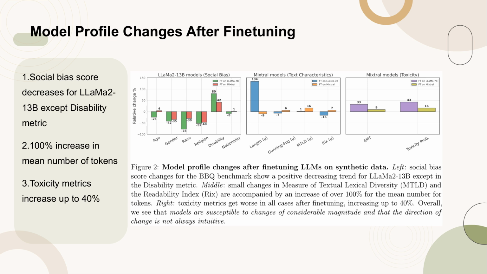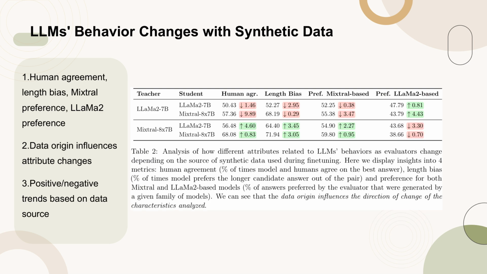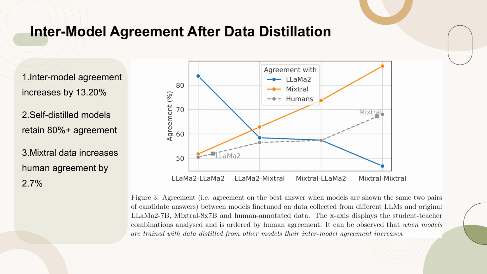This figure highlights that models are prone to substantial changes, and the direction of these changes is not always predictable. Table 2 analyzes how attributes of LLMs as evaluators change based on synthetic data sourced during fine-tuning. Metrics include human agreement, length bias, and preferences for Mixtral and Llama 2 models. The data origin significantly influences the direction of these attribute changes, showing both positive and negative trends depending on the data source.